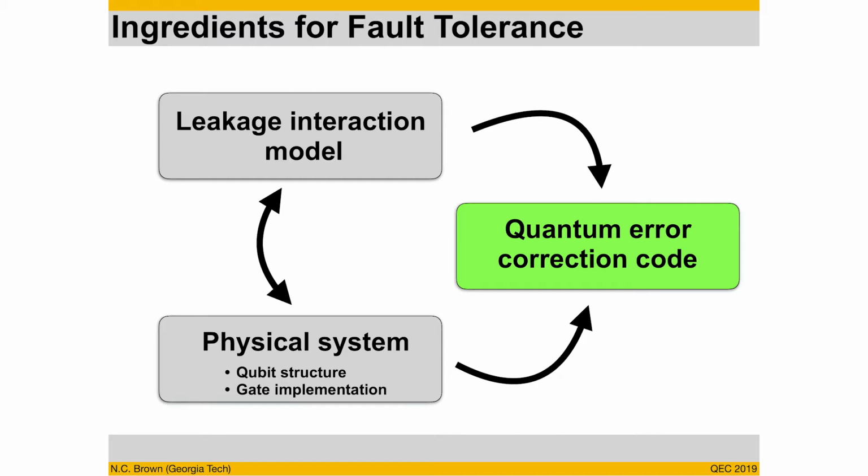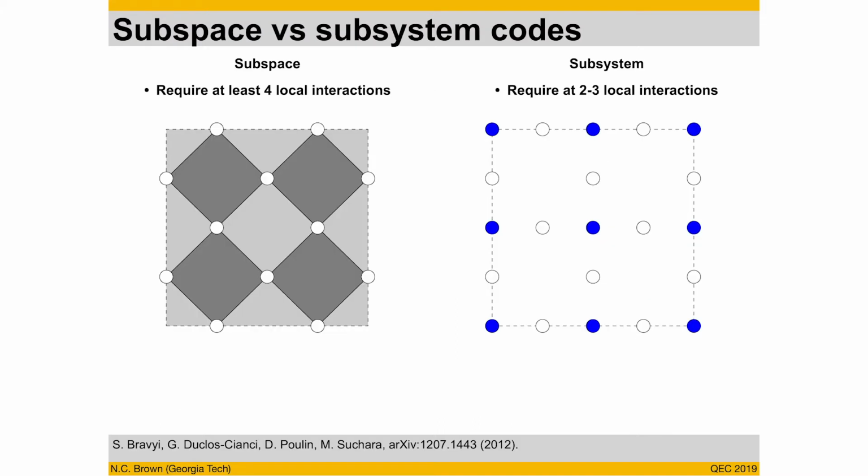Okay, so how does all of this fit into error correcting codes? What if you don't have any of this gate bias, or you can't mix qubits? How does this work? So up till now, I've been talking about subspace codes, mostly the toric code. And subspace codes require four local interactions.